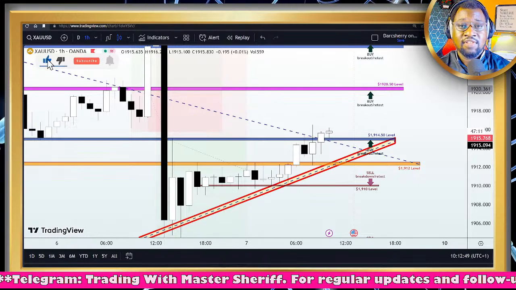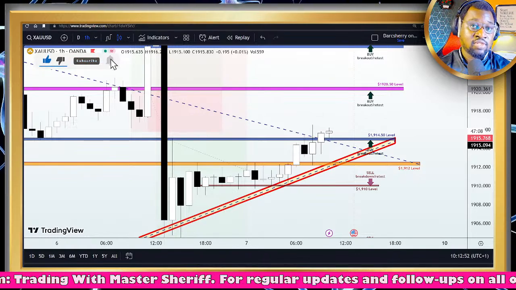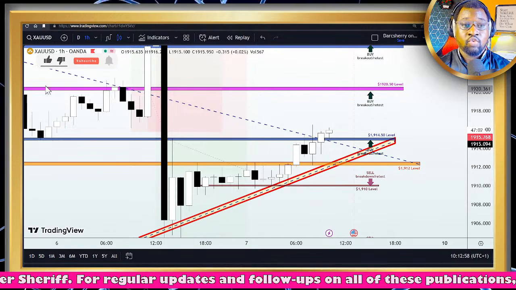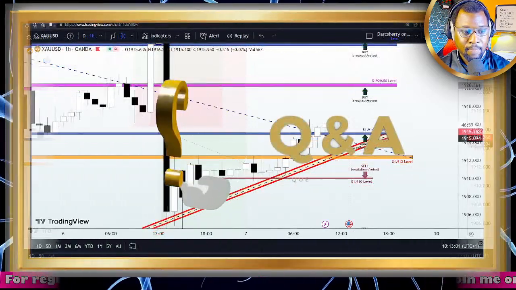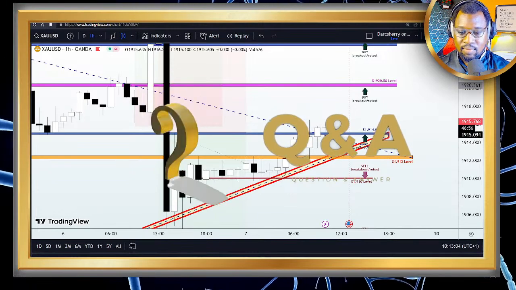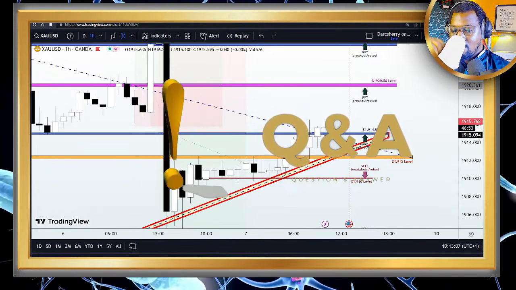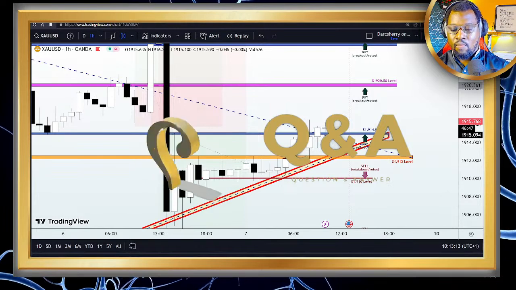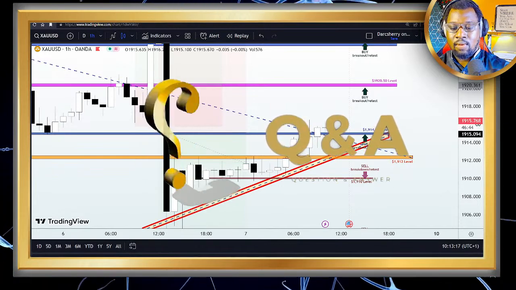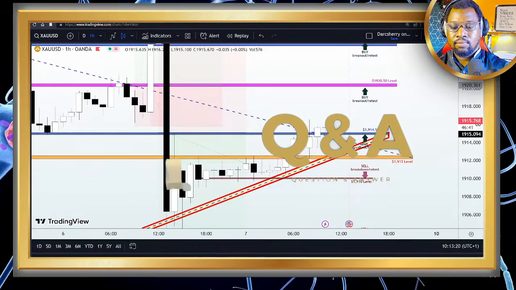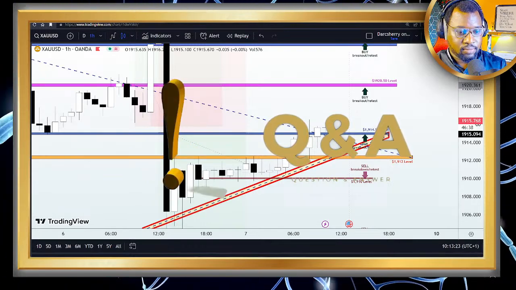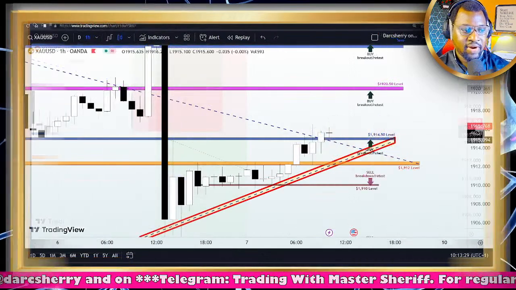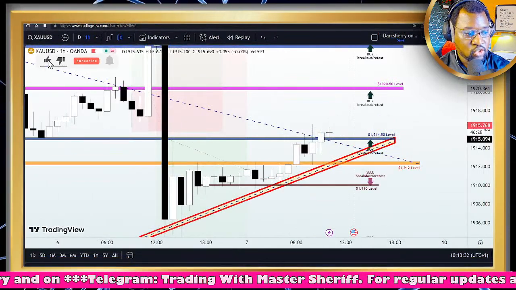So the next 10 to 15 seconds, let's see if there are any questions. And you can as well use that time to mark these levels out on your chart while we wait out and see how price action will react to this level. All right, so in the absence of any questions, I want to assume that we're on the same page.